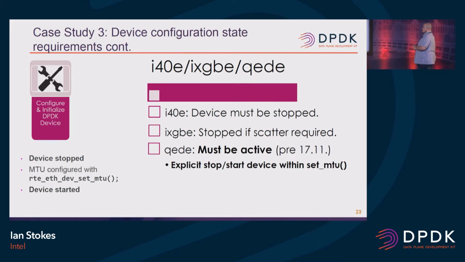iXGB only has to be stopped if you are required to enable scatter. But we had a patch submitted from Red Hat essentially trying to enable QEDE. And they found that the QEDE PMD at the time, as part of its edev set MTU, was calling stop device and start device within the set MTU functionality itself. And obviously in OVS, the problem is that we'd already stopped the device. It gets called set MTU, but a bunch of stuff still hasn't been configured, like your TX queues and RX queues. And now within the set MTU call, it's being started. So there was a difference in behavior under the hood between how they were setting the MTUs.